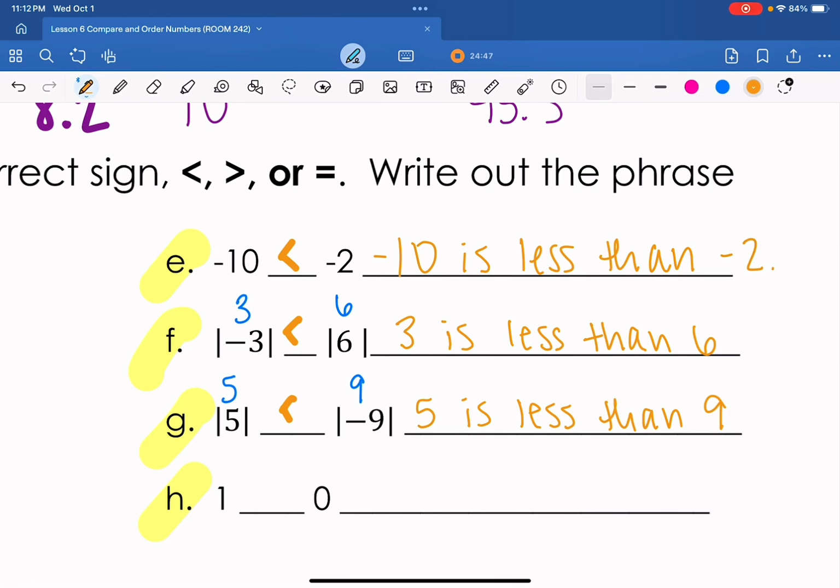All right, last one. I have 1 and 0. And 1 is greater than 0. So I would write 1 is greater than 0.